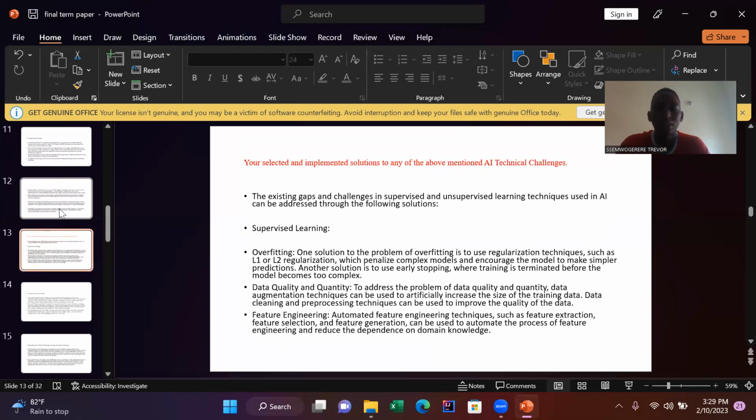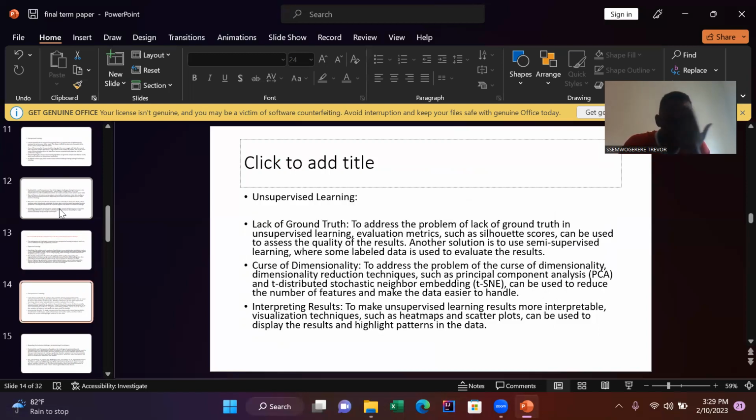For data quality, data augmentation techniques can be used. For feature engineering, we can use techniques such as feature extraction, feature selection, and feature generation. For unsupervised learning, to address this problem, we can use evaluation metrics such as Hopkins scores. Then dimensionality reduction, and interpreting results to make them more interpretable.